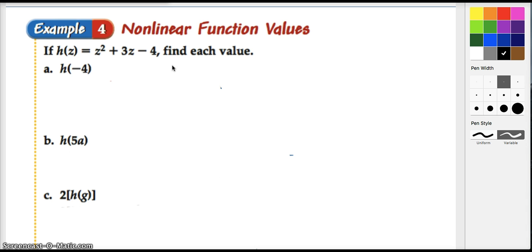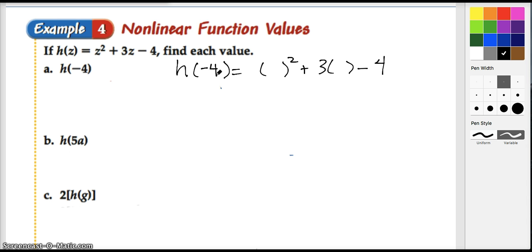Here we have a function that is a nonlinear function, which basically just means a little bit more complicated. But we're okay. We can handle it. We have a strategy. Here h of z is equal to z squared plus 3z minus 4. I know that seems weird, so let's use my plan. h of blank is equal to blank squared plus 3 times blank minus 4. Notice I just put blanks in everywhere the z's were. And now I'm just going to plug in the negative 4 because we're asked to evaluate h of negative 4.